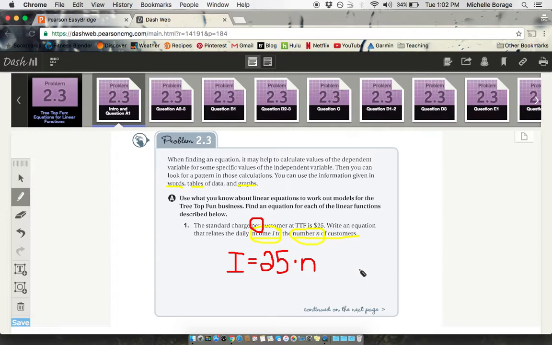You could also just write I equals 25n without that little dot in there, but I'm trying to write on my computer and it's really hard here. So hopefully that is what you got for your equation. If not, it's okay, you will catch on soon. So we're going to go on to A2 and A3 right now.